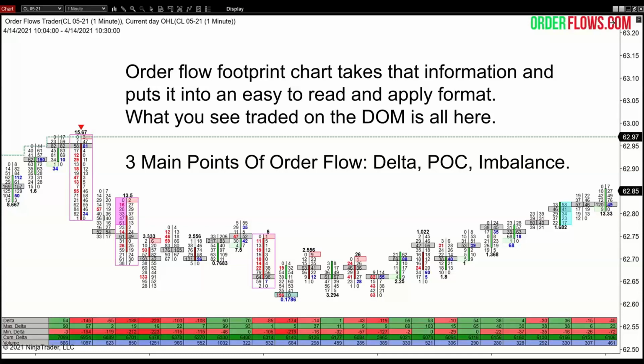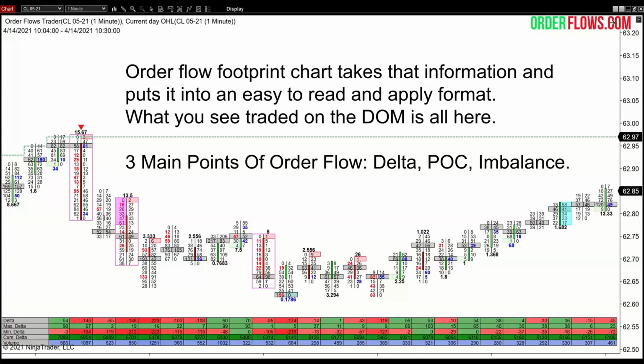But the problem with looking at time and sales is it's moving so fast that you can't see what's trading. Some people now like to trade on the DOM, the price ladder. But again, the problem with that is you're just seeing what the bids and offers are in the market. You're not necessarily seeing and keeping track of what's being traded. And what's being traded is very important information. Now, the footprint chart takes all that information and puts it into an easy to read format.